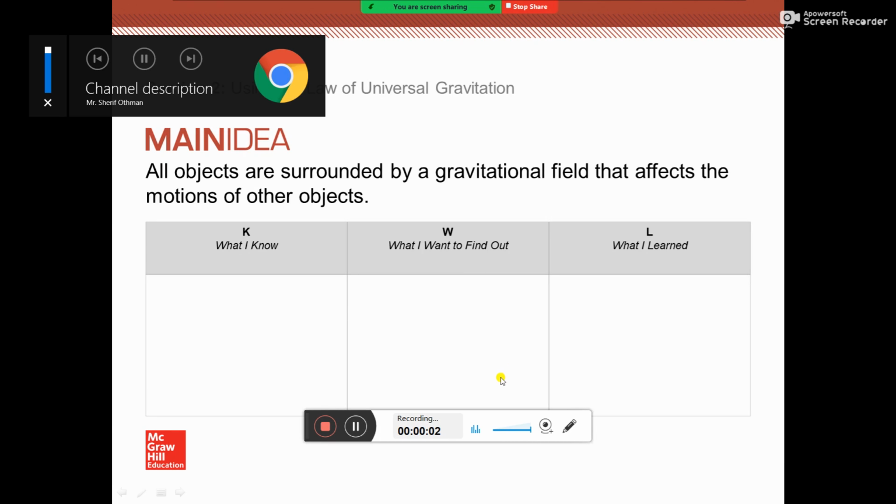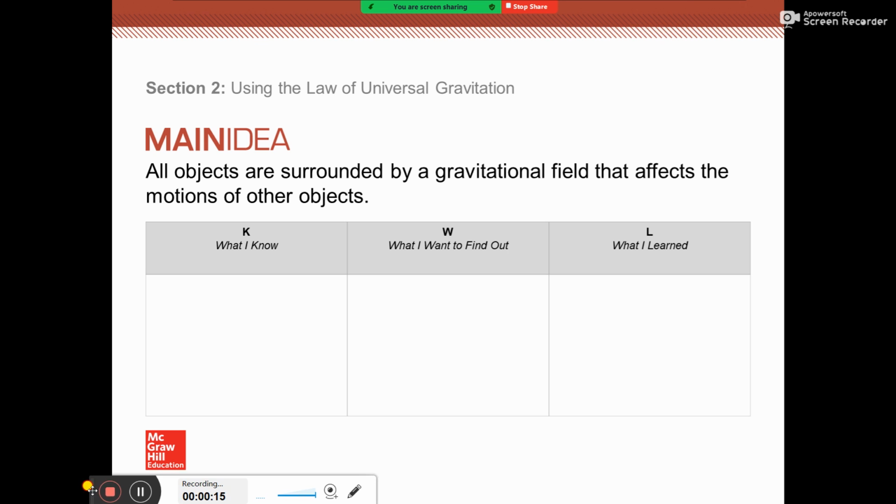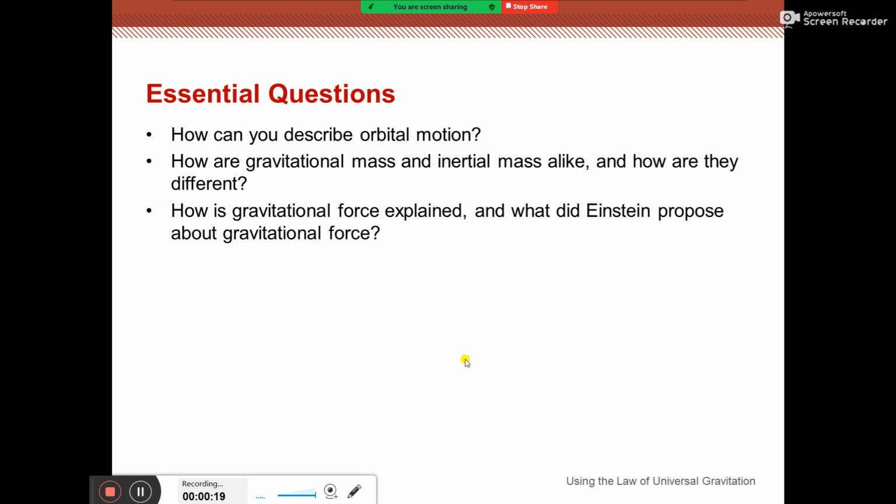Let's start the second section, which is talking about how to use the universal law of gravitation. Using the universal law of gravitation, first of all, in launching satellites. How to launch a satellite.